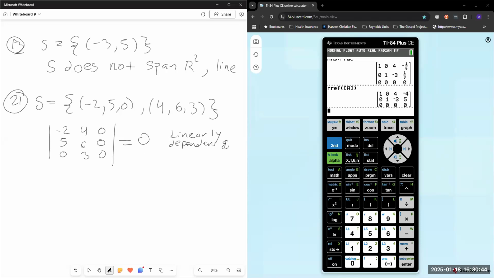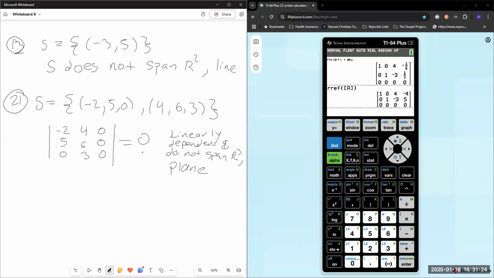And do not span R3. And if I have 2 of the 3 dimensions necessary for, but I'm in R3, I can get a plane out of this. That should make sense to you if you've taken Calculus 3, that you stay flat in one dimension and the other 2 dimensions go on forever. So that's what's going on here.